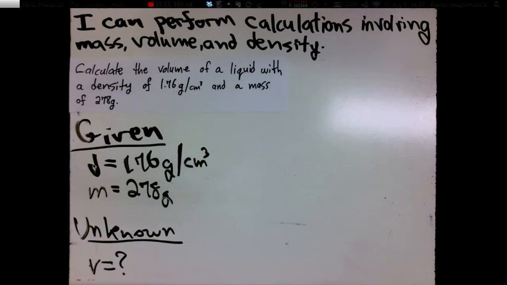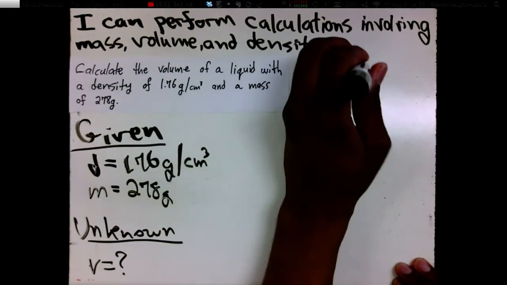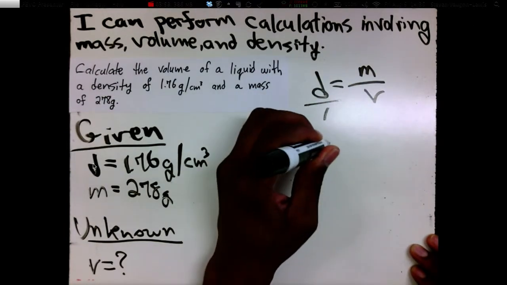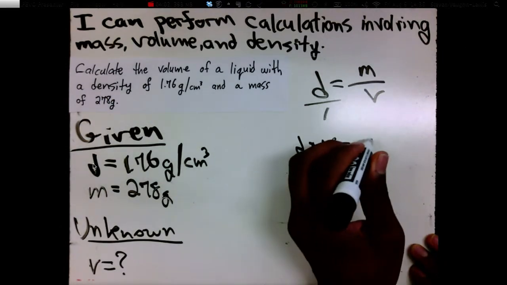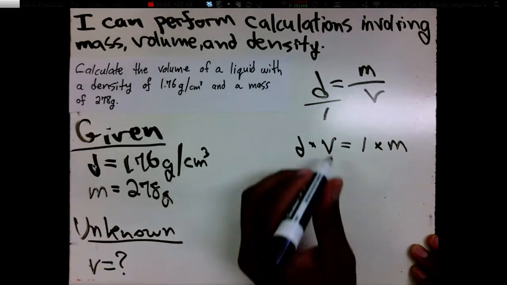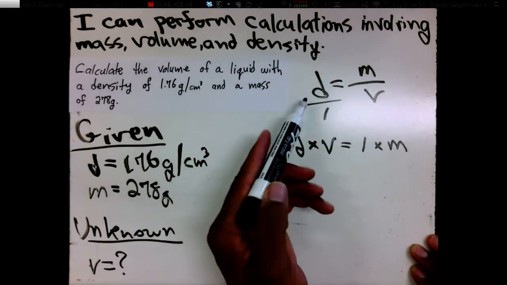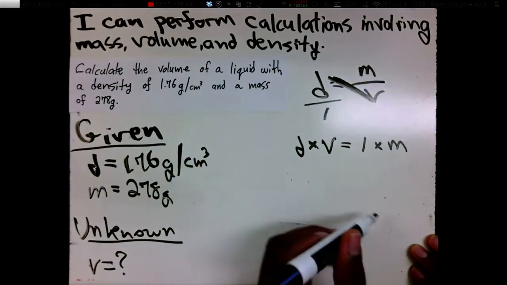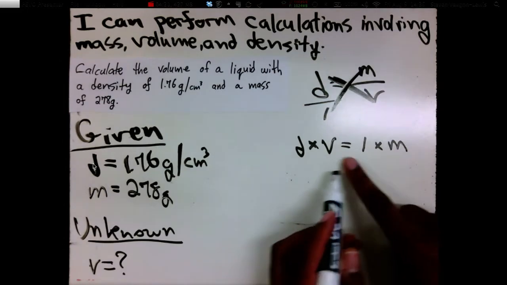So what we do is we write out our equation. Density equals mass divided by volume. Now, we want to solve for V, so we need to get the V by itself on one side of the equal sign. So how do we do that? Well, first, let's cross multiply. Turn that into a fraction. So what we did there, we turned this into a fraction, D over 1 equals M over V. When you cross multiply, D times V equals 1 times M.